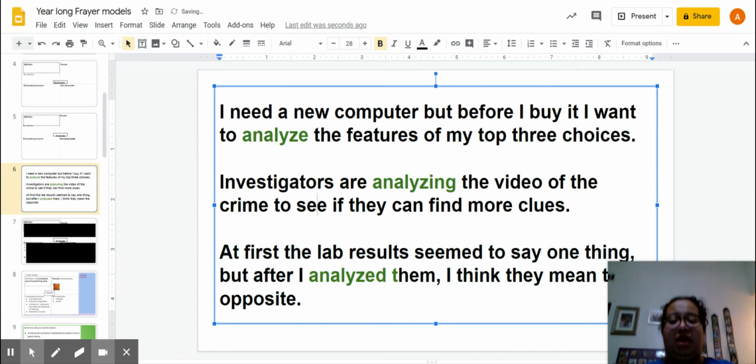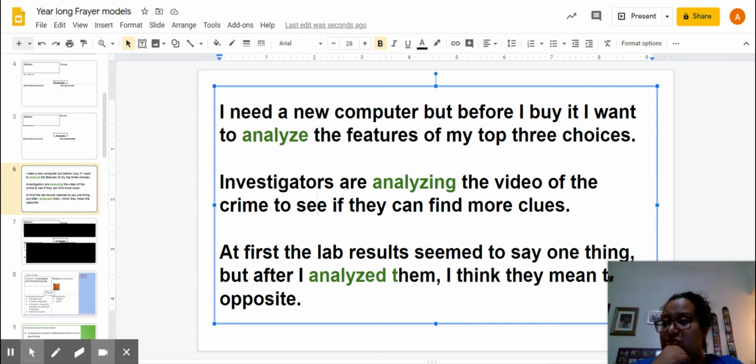Here we go. At first, the lab results seem to say one thing, but after I analyzed them, I think they actually mean the opposite. Okay. So let's say there was an animal who was really sick, and so we sent some lab results. And at first, we were like, oh, okay, I think this means that the tiger is sick, right? We're like, okay, hold on. We have to analyze them. What do these numbers mean? And after we analyzed them, now we realized that the tiger isn't sick. The tiger is just pregnant, maybe.